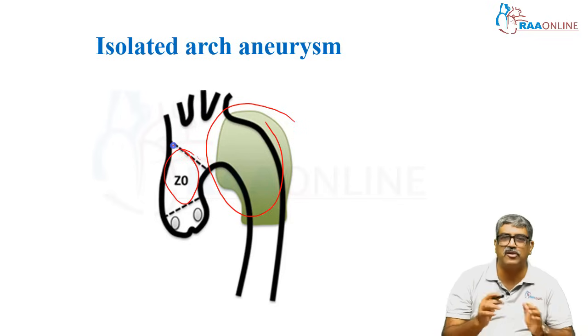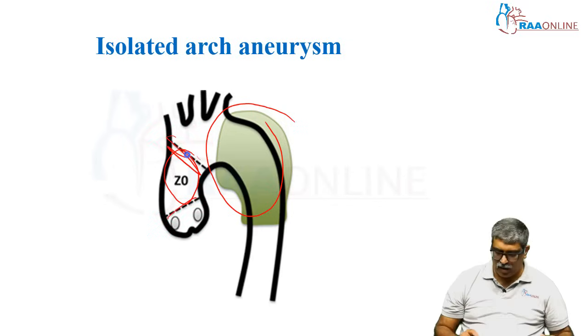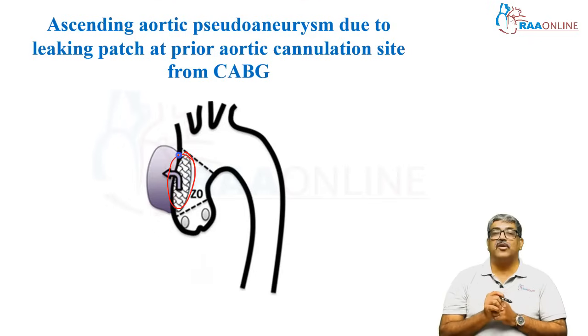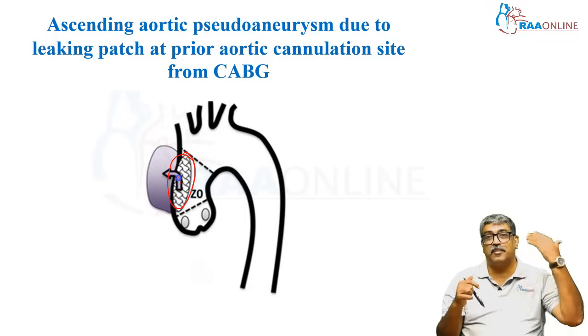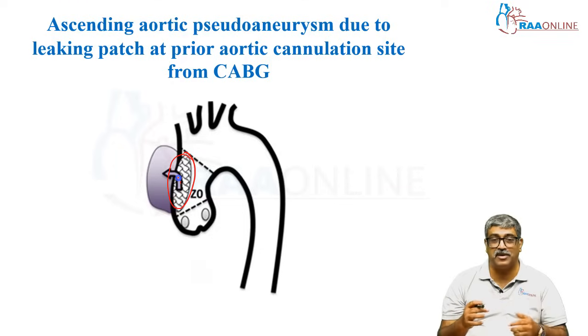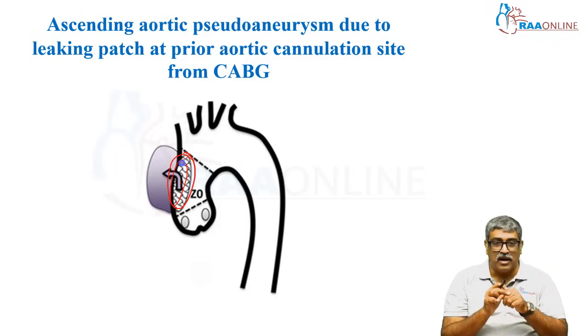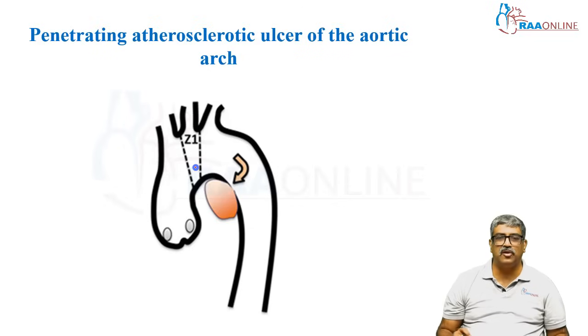Most probably the landing zone will be in zone 0, between the ascending aorta and the innominate artery. Or you have an ascending aortic pseudoaneurysm leaking patch due to previous aortic cannulation. The patient has undergone cardiopulmonary bypass before and there is a leaking ascending aortic aneurysm which is causing a pseudoaneurysm. Here the proximal landing zone will be zone 0.